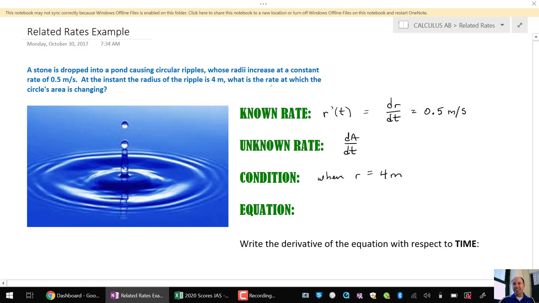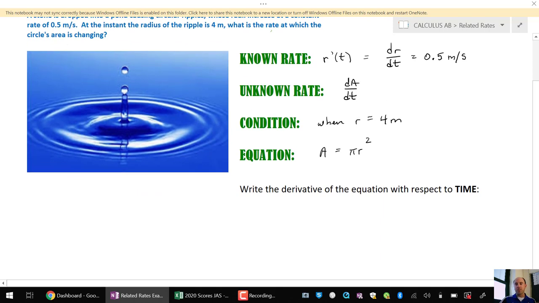So what kind of equation would relate the radius of a circle and its area? How about the geometric formula, area of a circle? A equals pi times r squared. So what we want to do now with all this organized collection of information is write a derivative of the equation that we found.